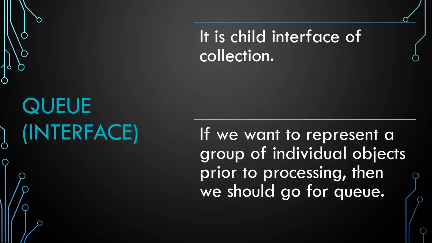Queue interface. It is introduced in version 1.5 and is a child interface of collection. If you want to represent a group of individual objects prior to processing, then we should go for a queue. For example, when we are in a queue of tickets or a queue of processing, we can use the queue collection. The first come first serve principle is applied there.